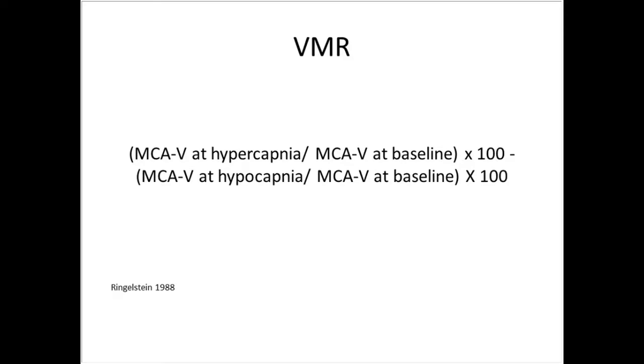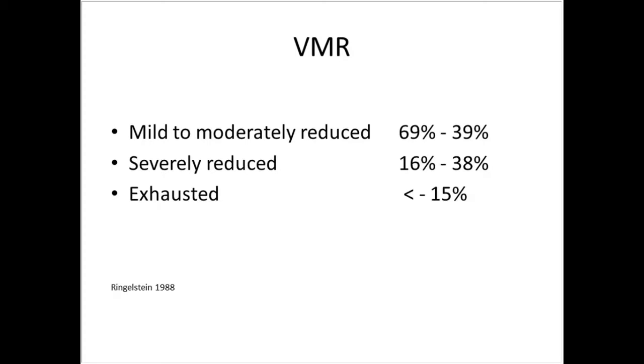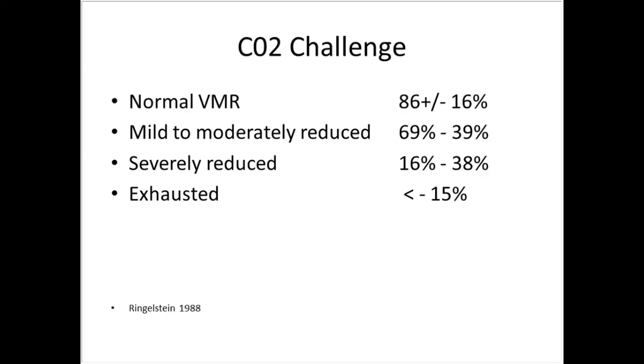And here is the calculation for vasomotor reactivity. It was published in 1988 by Rinkelstein, and it's still very useful today. Here are the normal values as well as the 3 categories of abnormal values.